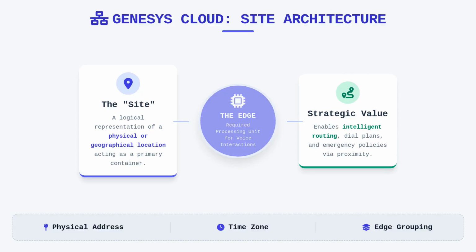The configuration process requires you to specify the address, time zone, and associated edge grouping, which provides the foundation for all subsequent media management. You should view the site as the primary container that determines the capabilities available to the devices and users assigned to that region.